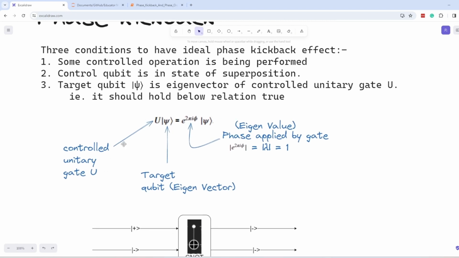So if the unitary gate U is applied to state psi, then psi should remain unaffected, but some value e to the power 2 pi i phi should be multiplied with this state psi, and this e to the power 2 pi i phi will always have magnitude equal to 1.